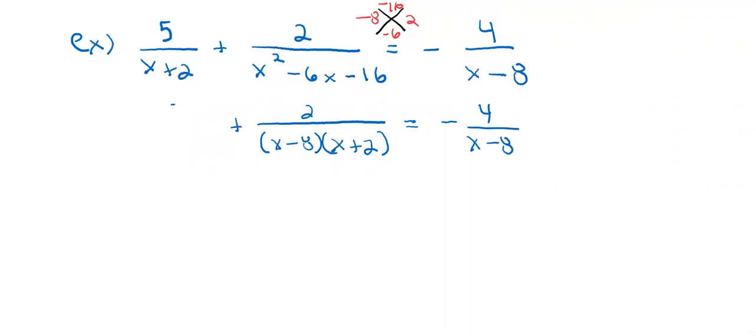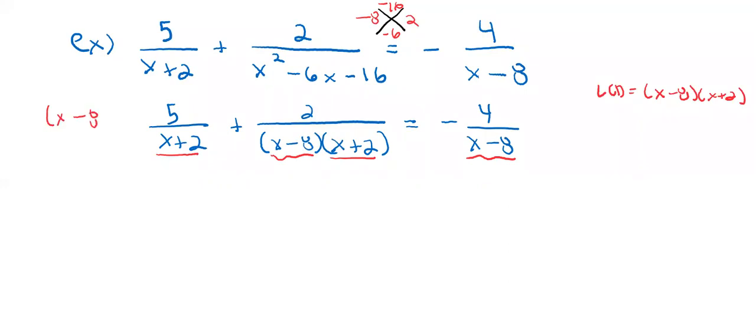Well, that's a pretty handy denominator because the other denominators have those two factors. This one has the x plus 2. This one has the x minus 8. So that's going to be the LCD: x minus 8 and x plus 2. So I'm going to multiply each term by x minus 8, x plus 2.